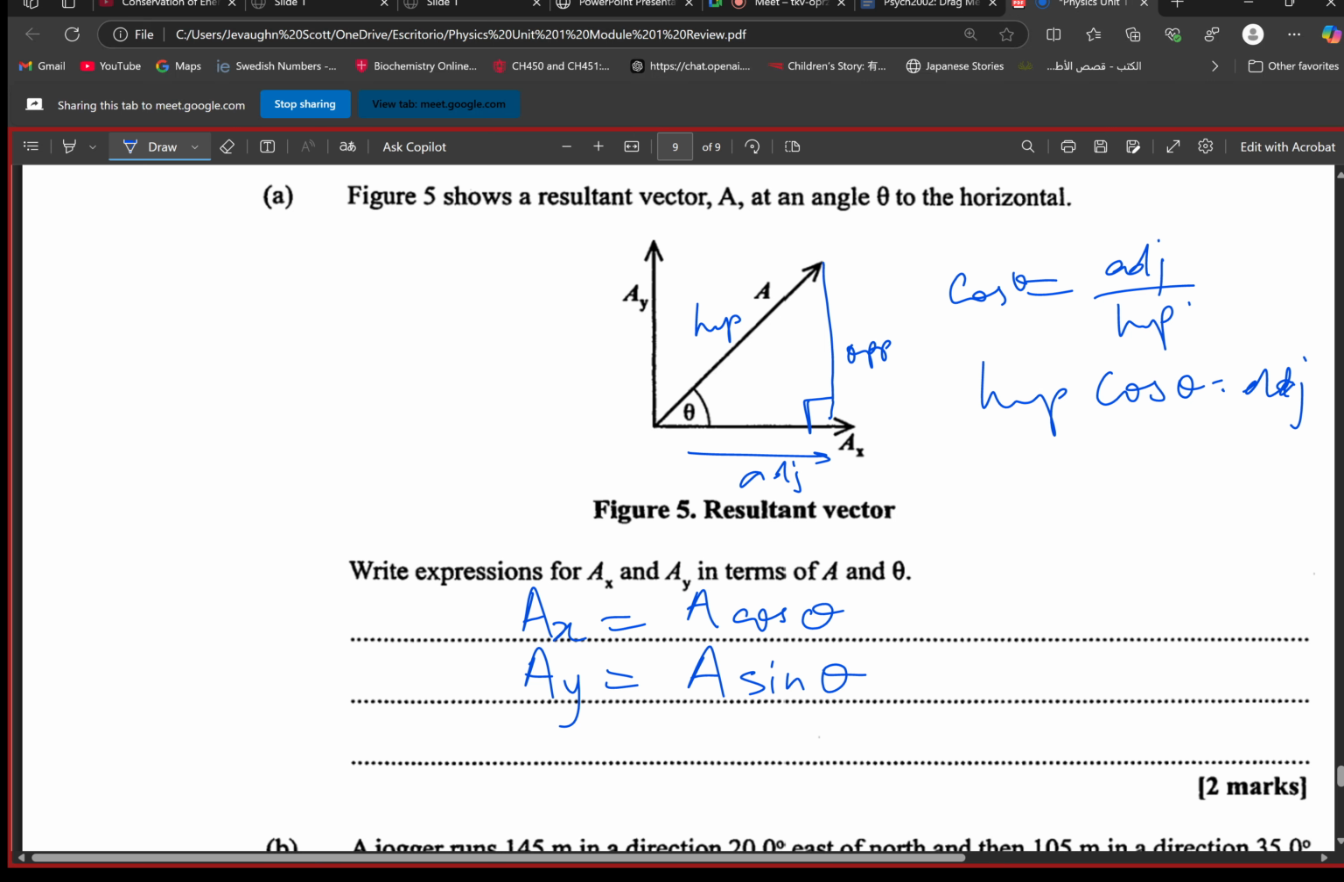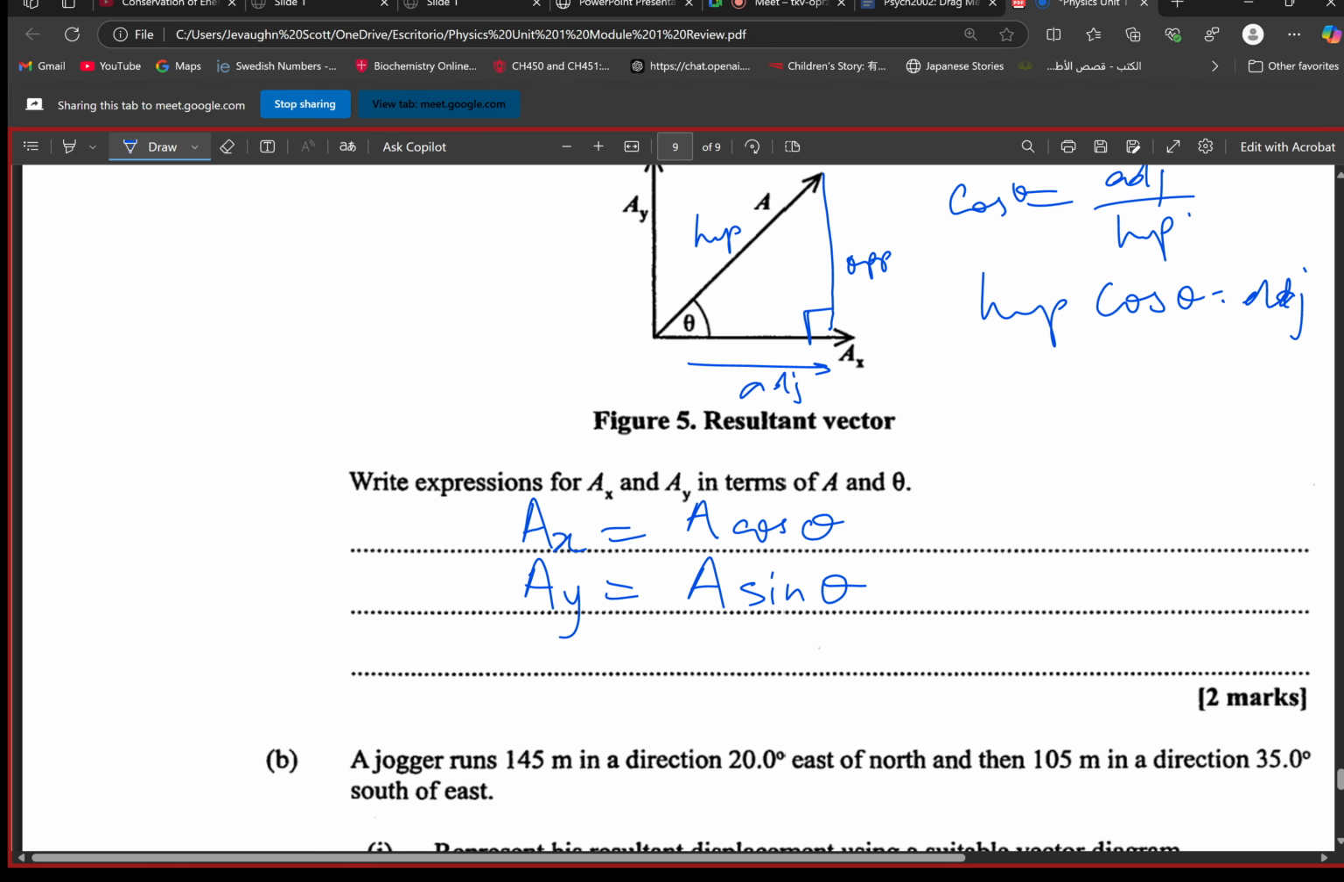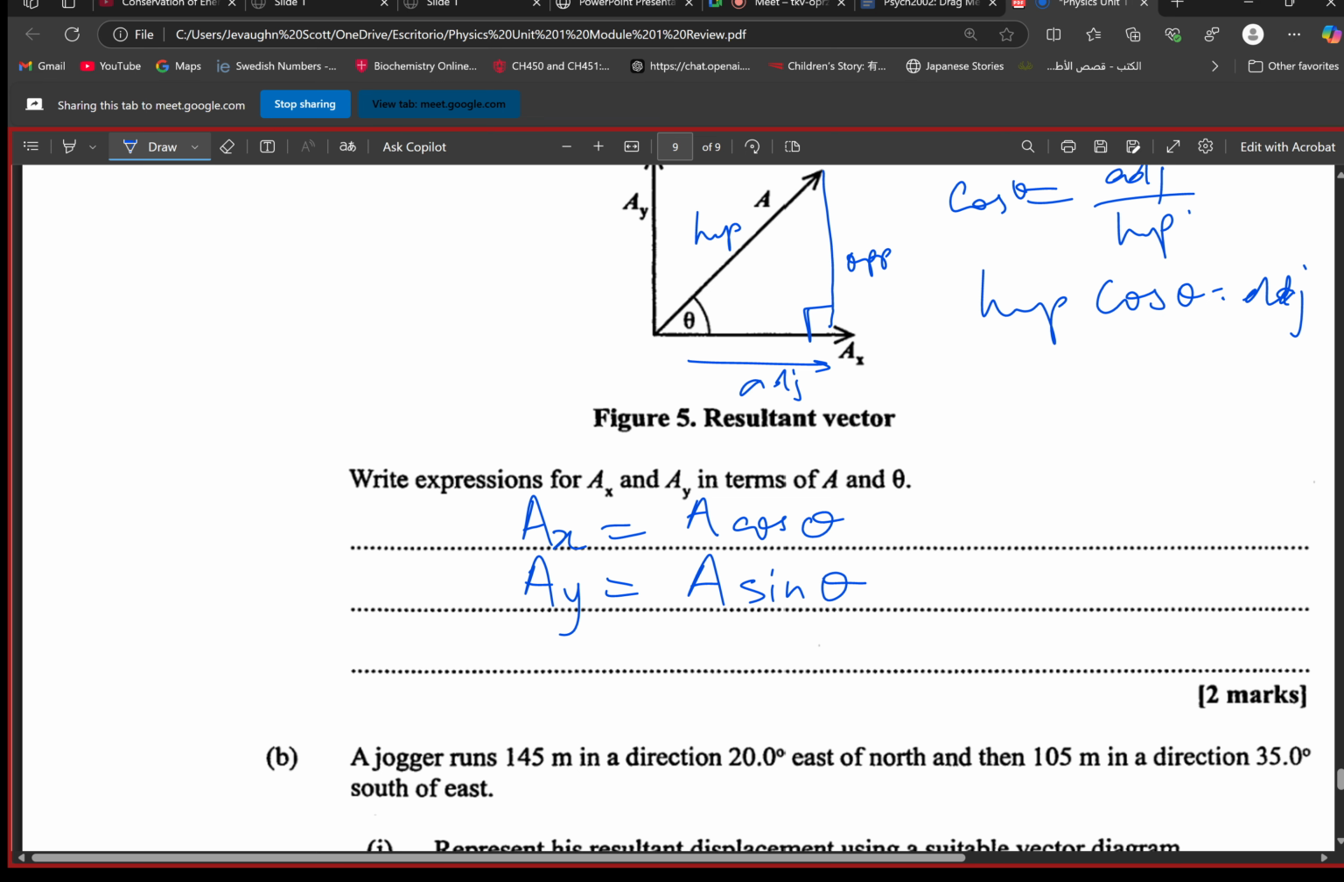And now, how can we find the angle theta? Well, it didn't ask for that, but just in case, the angle theta would be the inverse of tan of the y over the x. So inverse tan of A sin theta over A cos theta. Alrighty? So that should be okay.